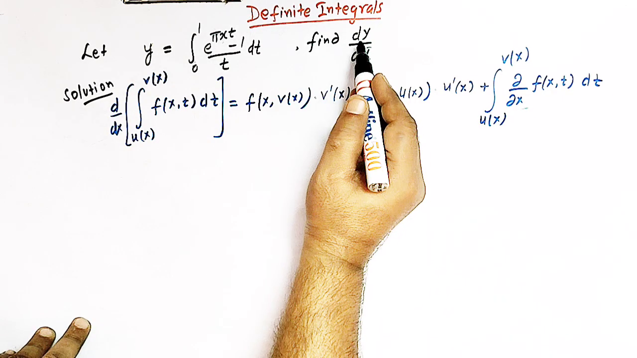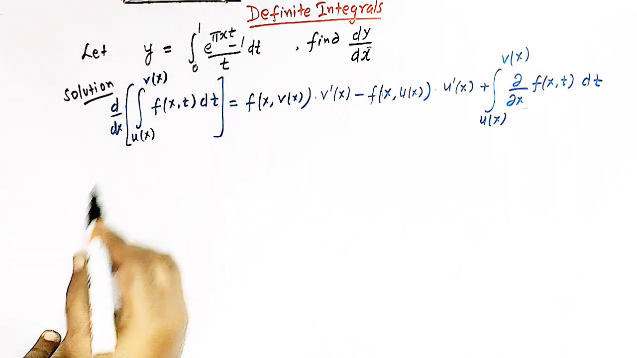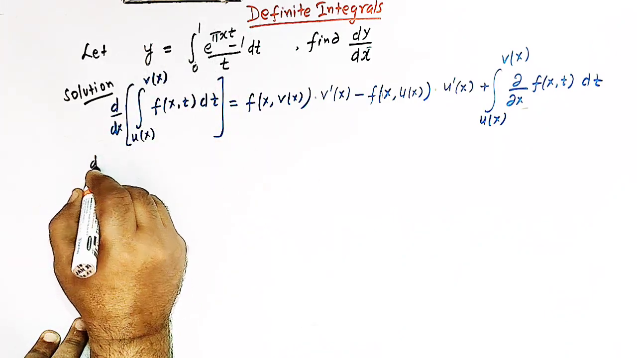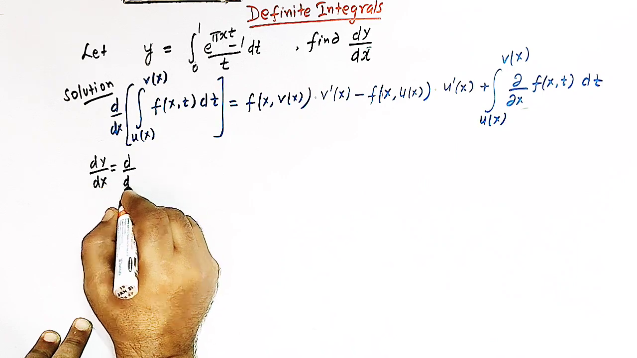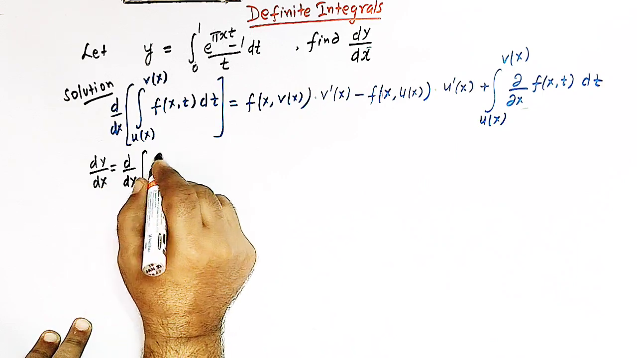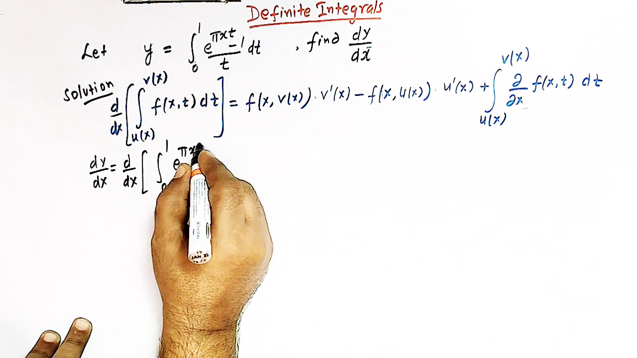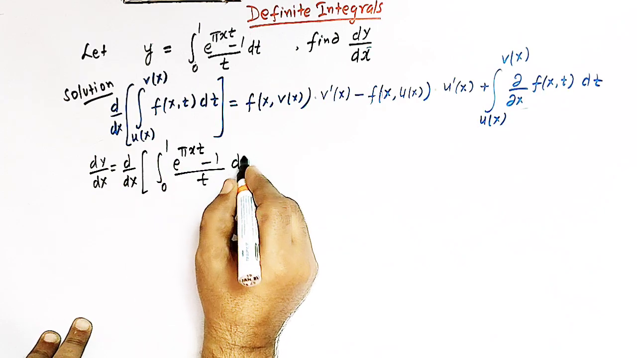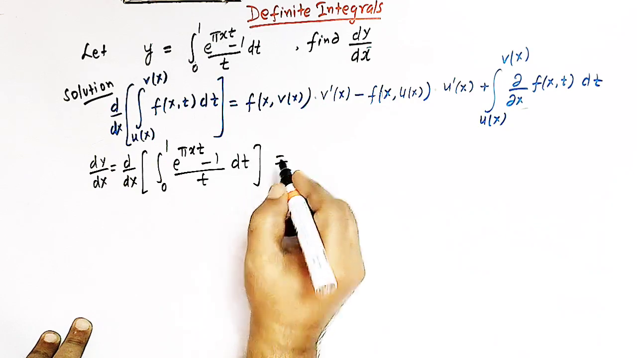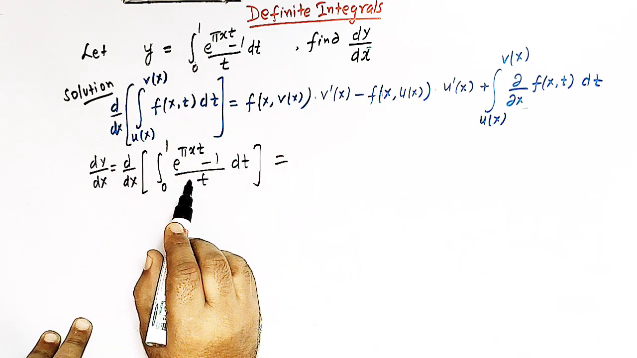So now to get dy over dx, let us differentiate both sides with respect to x. So we have dy over dx is equal to d by dx of the integral 0 to 1 e raised to pi xt minus 1 over t dt, right? So let us apply this rule to this integral.